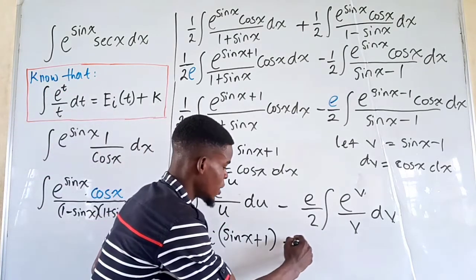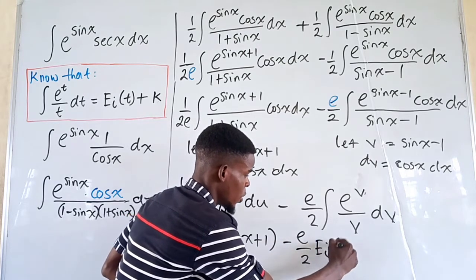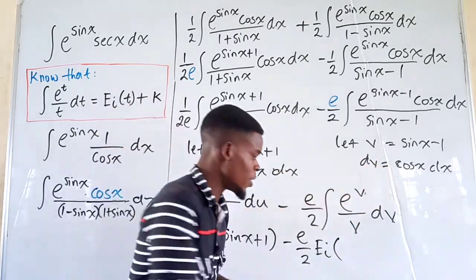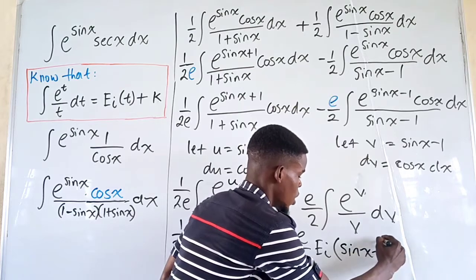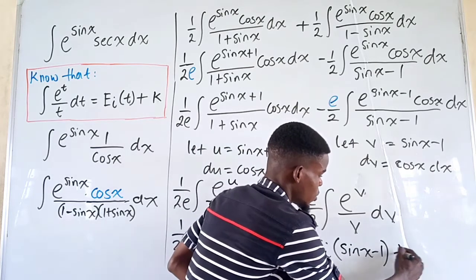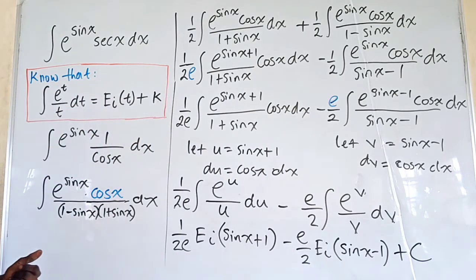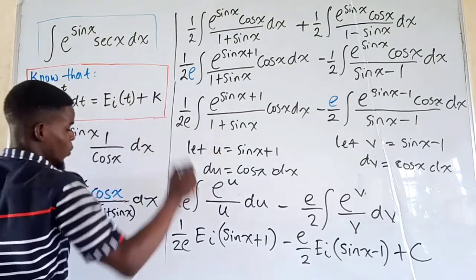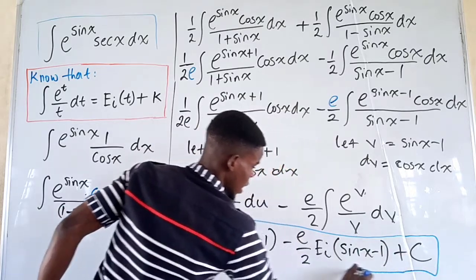So this is minus e over 2, then the exponential integral of v, alright? So what is v? Sine of x minus 1. So we just put it down, sine of x minus 1. Okay, so we just have to add an arbitrary constant. Let me put it c. And that right there is the antiderivative of this given function. Wow. Okay, so this is pretty nice.